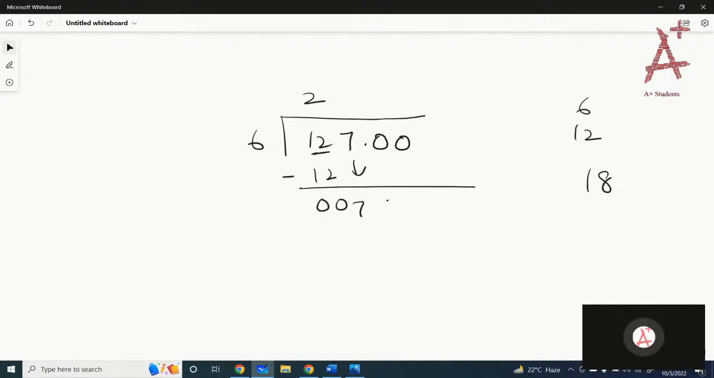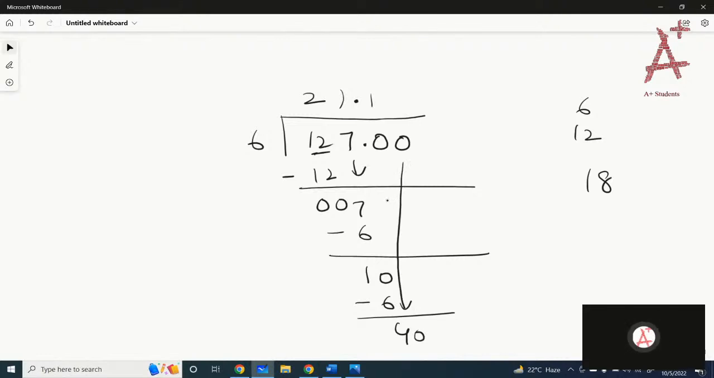Count a table of 6 until you get the answer 7 or a number that is less than 7. So 6 times 1 is 6. So 7 subtract 6 is 1. Here you have a decimal point. Just put a decimal point over here and bring the 0 down. So 6 times 1 is 6. So 10 subtract 6 is 4. Now bring the 0 down.